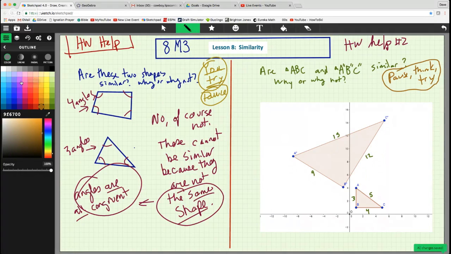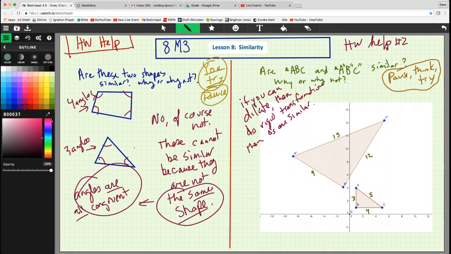Okay, I assume you're back, and we're going to go through the explanation. Now, remember that when you're trying to figure out if two triangles are similar, you can dilate, and then do a rigid transformation, then the triangles are similar. Okay, that's kind of my hint.